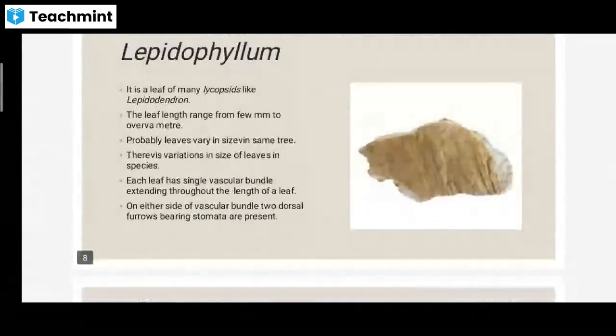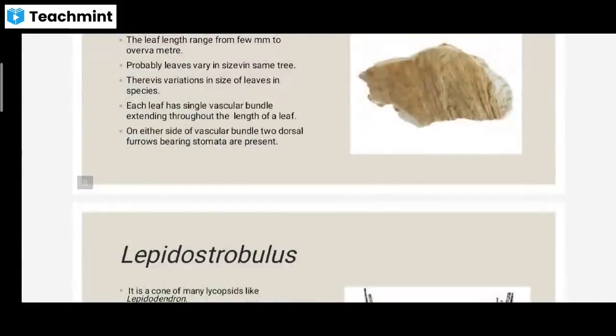Lepidophyllum. Lepidophyllum is a leaf of many lycopsids like Lepidodendron. Leaves vary in size on the same tree. There is a variation in size of leaves within a species. Each leaf has a single vascular bundle extending throughout the length of the leaf. On either side of the vascular bundle, two dorsal furrows bearing stomata are present.